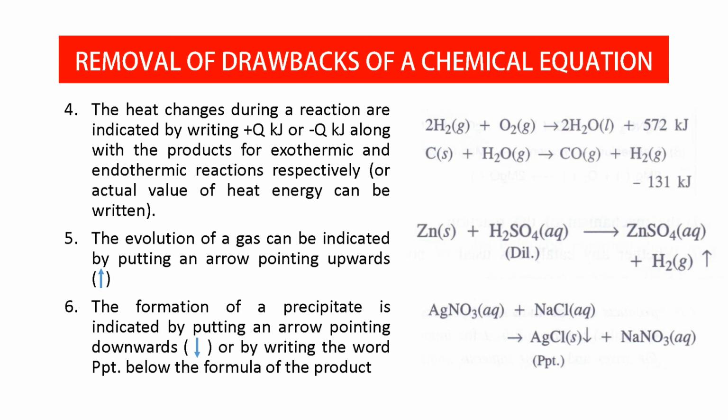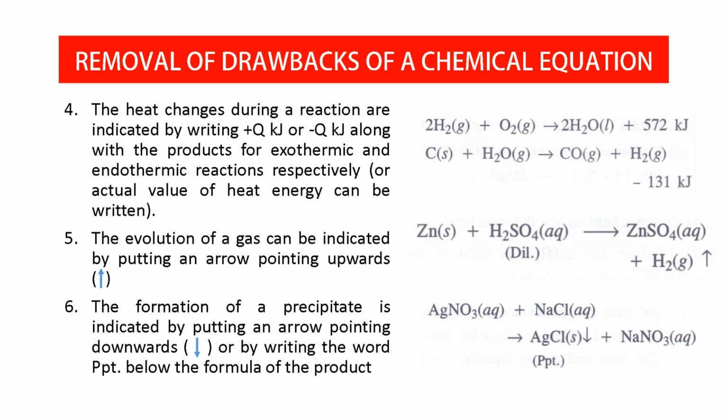When they react, they will form zinc sulfate, an aqueous solution, plus hydrogen gas. G is written, so we can understand that hydrogen is in the form of gas, and there is an arrow pointing upward. It means there is an evolution of gas in this reaction. So keep it in mind, it is very important. This is how you can understand the reaction by the symbols.